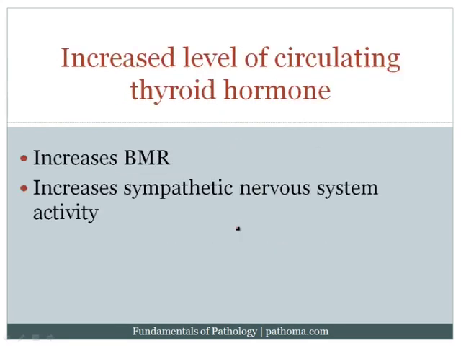Hyperthyroidism is when you have an increased level of circulating thyroid hormone. This would increase the basal metabolic rate and also increase the sympathetic nervous system activity. Very high yield to note. Board examiners like you to know how it increases the basal metabolic rate. It increases synthesis of sodium-potassium ATPase, whereas the increased sympathetic nervous system activity is due to expression of beta-1 adrenergic receptors. Again, both of these are high yield, sodium-potassium ATPase and beta-1 adrenergic receptors.